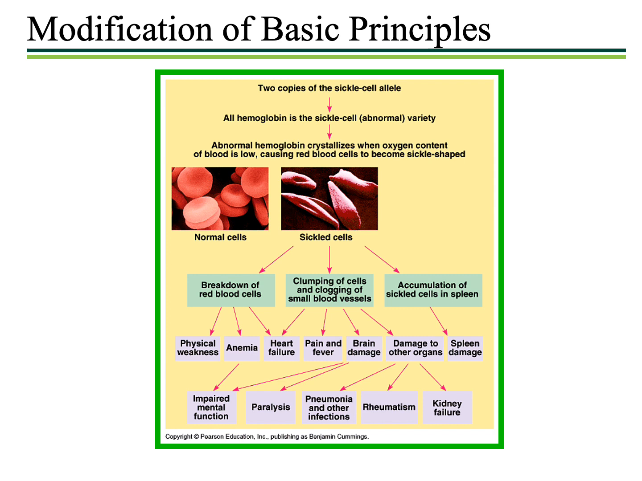It causes physical weakness, anemia, heart failure, pain and fever, brain damage, damage to other organs, and spleen damage, which can then also lead to impaired mental function, in some cases paralysis, prevalence of pneumonia and other types of infections, rheumatism, and kidney failure. So even though we have a single gene, there are multiple phenotypic effects due to that single gene and the mutation associated with it. And this is a classic example of pleiotropy.